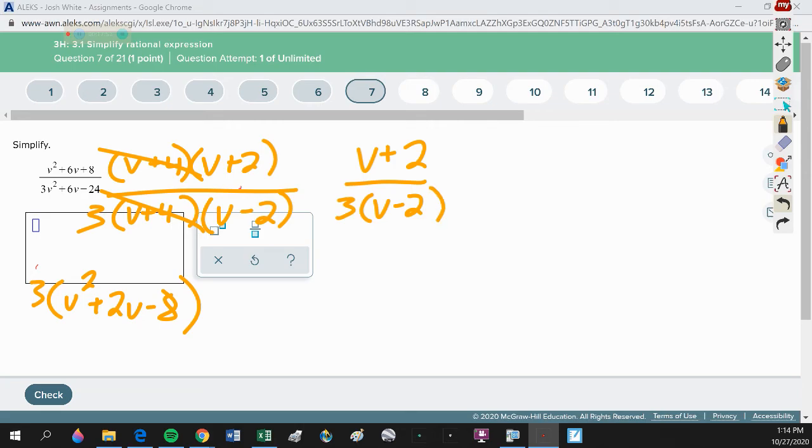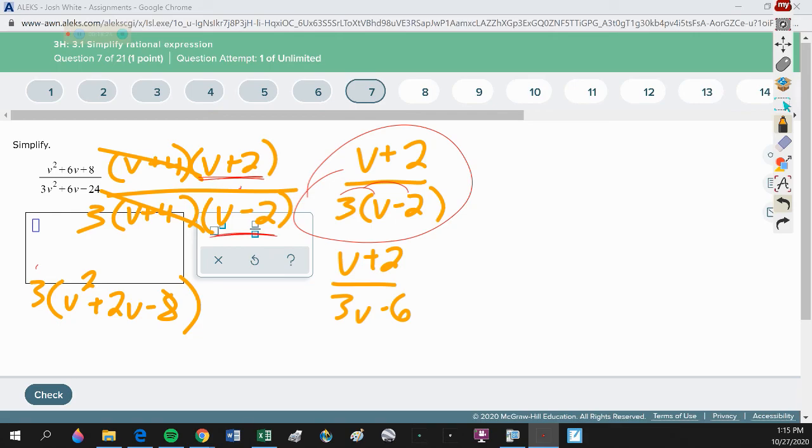And my bet is they want you to put this back in. V plus 2 over 3v minus 6. My guess is that's what the answer is going to be. But there is a chance that they do it this way. Probably not. Or, if the program's really smart, it will let both of them go. These are not exactly the same. One's a plus, one's a minus. So this is probably what they want.